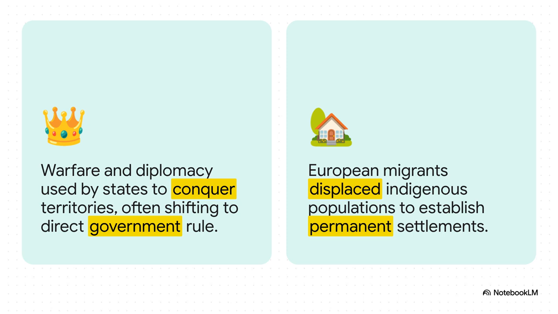On one hand, you've got direct state expansion. This is where governments themselves, using armies and diplomats, took over. We also see a big shift here, moving away from rule by private companies, like the famous Dutch East India Company, to direct rule from London or Paris. On the other hand, you have settler colonies. Think places like New Zealand or South Africa, where huge numbers of Europeans actually moved in to live permanently, pushing out the indigenous peoples and basically trying to recreate their own societies.